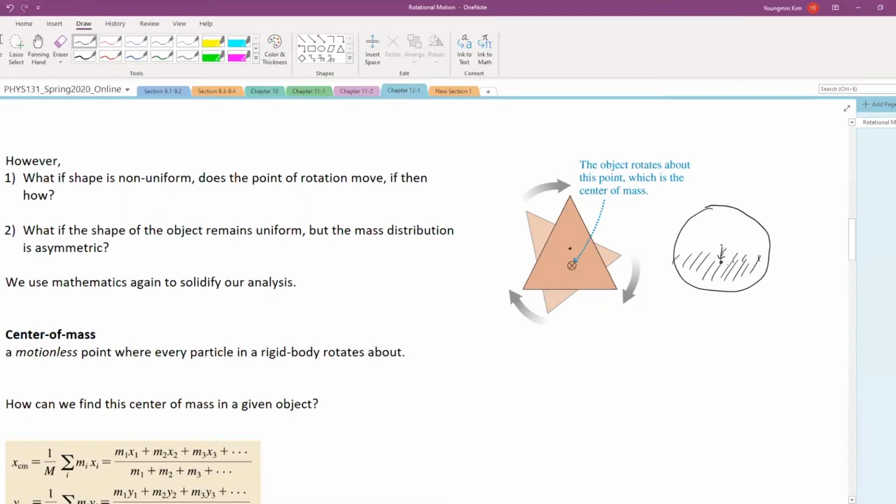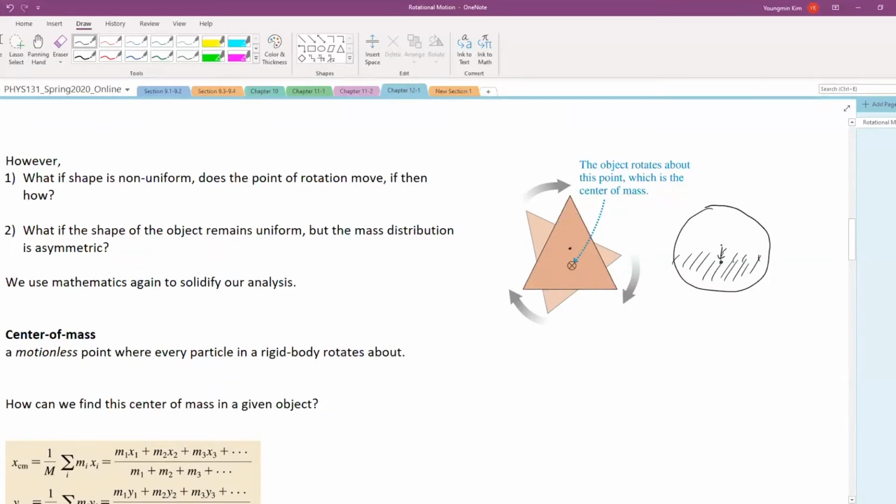So we have to ask this question: what determines this point of rotation? This point of rotation is called the center of mass. And as the word describes it, it represents the center point of the mass distribution in a given object. It takes into account the shape of the object in terms of distances, and also the mass distribution in terms of mass.